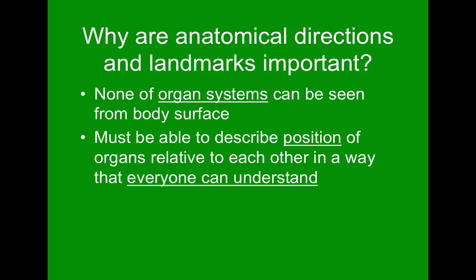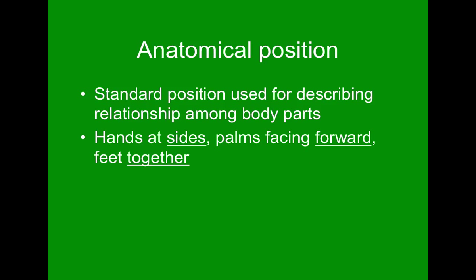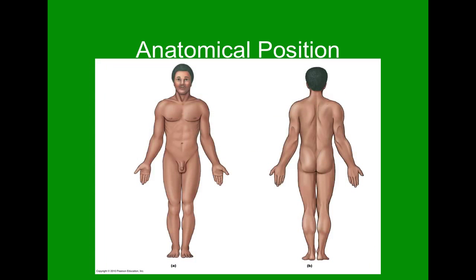Now, the first landmark that we want to talk about is a position called anatomical position. This is the standard position used for describing the relationship among body parts. In other words, when you start describing locations, you need to have the actual body in anatomical position. That is with the hands at the sides, the palms facing forward, the feet together. The head has to be level and the eyes looking straight forward. So this is what it looks like from both the front and the back. So that would be anatomical position.